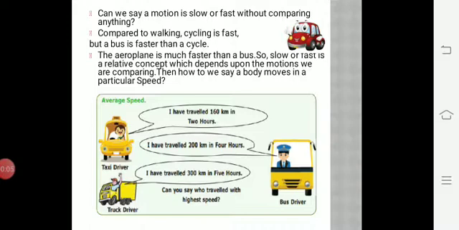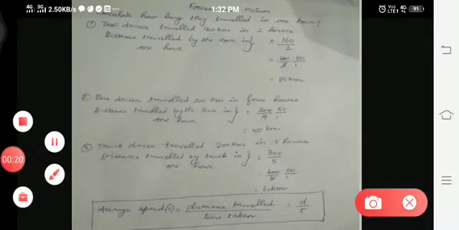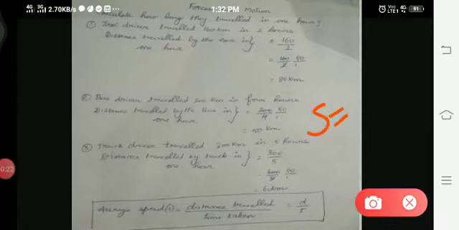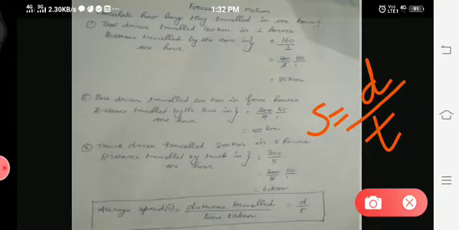We are looking at forces and motion, and this is part 4. In the previous class we saw the formula for average speed. So, what is the formula for speed? Average speed formula: S equal to D divided by T. S stands for average speed, D stands for distance traveled, T stands for time taken.